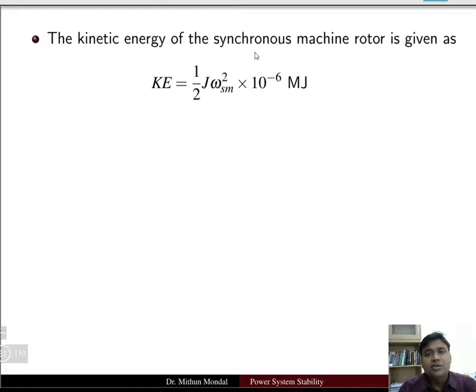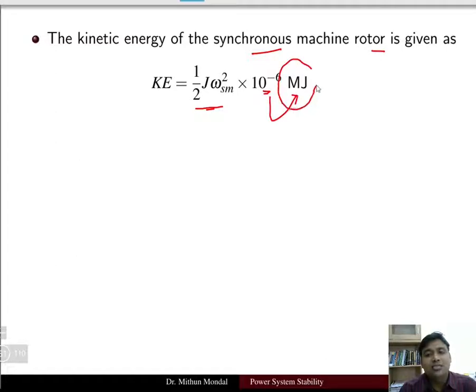The kinetic energy of a synchronous machine rotor is given by the formula half J omega sm square into 10 to the power minus 6 to convert it into megajoule. We know that energy is given in joules, and with 10 to the power minus 6 it is converted to megajoule. So the kinetic energy is given by half J omega sm square.